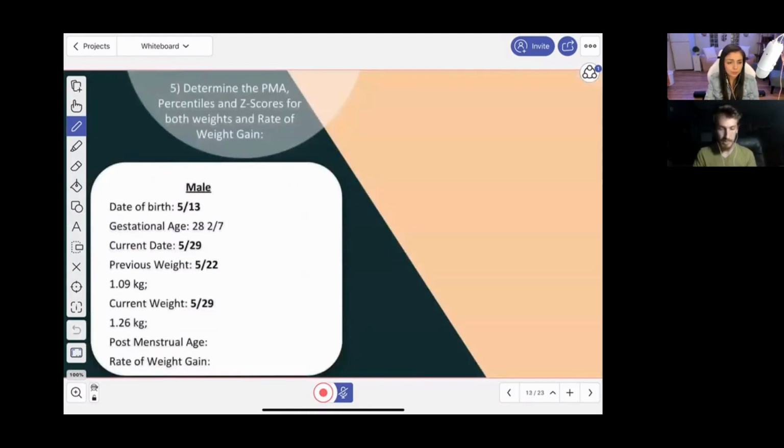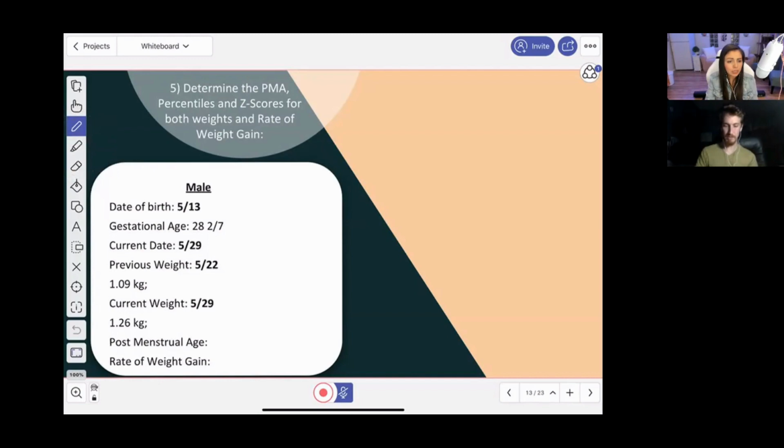Okay. So our next question is to determine the postmenstrual age, percentiles, and Z-scores for both weights and determine the rate of weight gain. Remember, this is all stuff that we have already learned. This is in module 1, module 2, module 3. So if you need to go more in depth on how to obtain this type of information, please reference those module tips. But we are going to be explaining it very briefly here so that we can get on the same page.